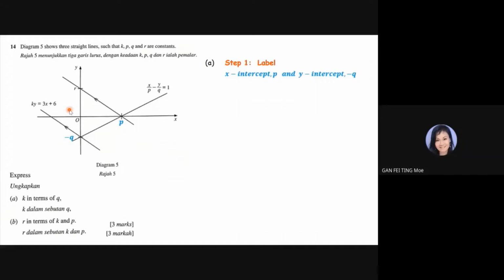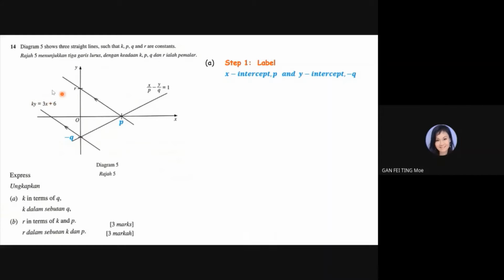Anyone can respond to me? No, why? Okay, Peijuan, why do you say it's not correct? Because I think the Y is KY. Very good. Because the equation given to us is not gradient form. So if it is not gradient form, then this is not the Y-intercept. Very good. This is what you should do.